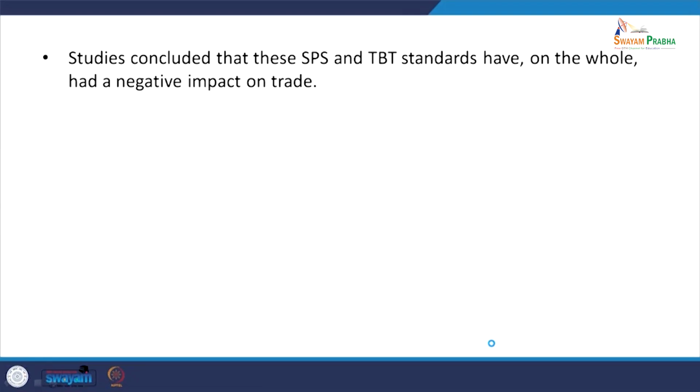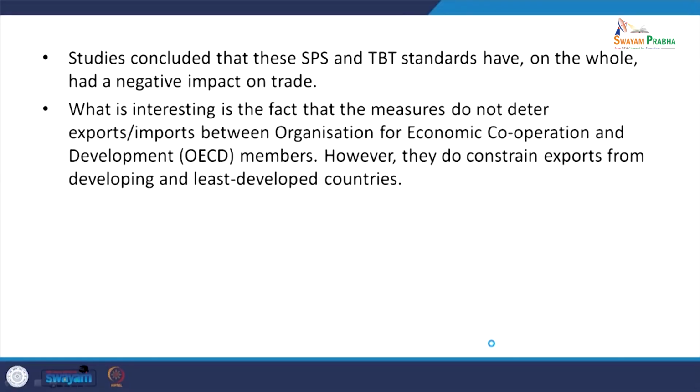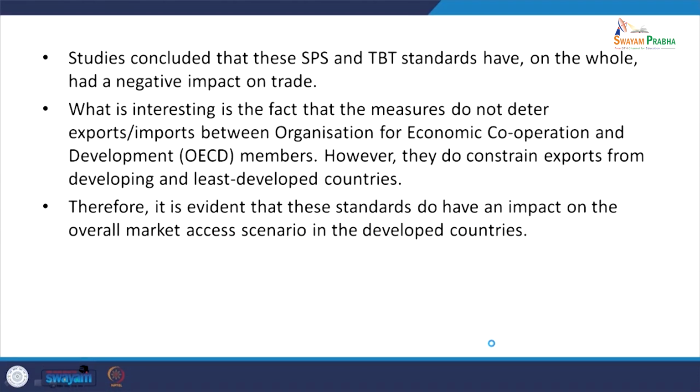So, it is concluded that these SPS and TBT standards have on the whole had a negative impact on trade. A large number of studies have observed this. What is interesting is that the measures do not deter exports and imports between OECD member countries, the Organisation for Economic Co-operation and Development members. So, between the OECD countries, trade is not undermined. However, they do constrain exports from developing and least developed countries, which is a matter of concern.